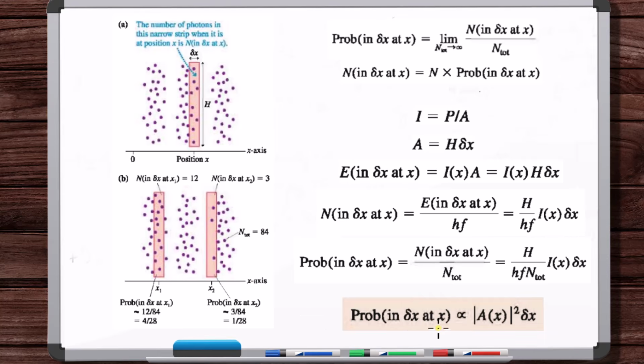Well, okay, that's great, but what are we going to do with this? Well, before we see how this is used for the electron in an atom, you need to understand the concept of probability density.